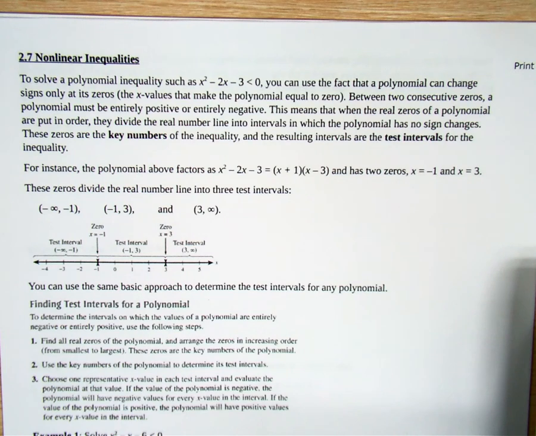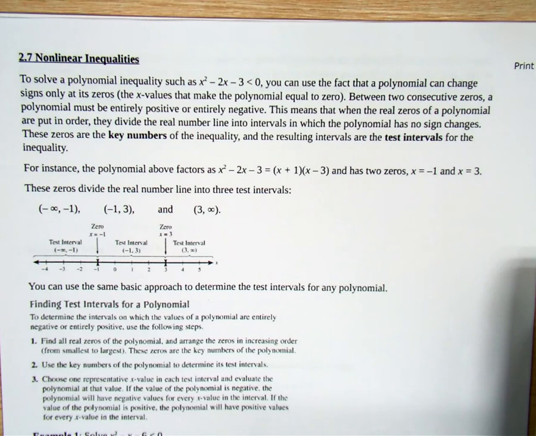Here we are, PreCalc with 2.7 nonlinear inequalities. To solve a polynomial inequality such as x squared minus 2x minus 3 is less than 0, you can use the fact that a polynomial can change signs only at its zeros, the x values that make the polynomial equal 0. Between two consecutive zeros, a polynomial must be entirely positive or entirely negative. This means that when the real zeros of a polynomial are put in order, they divide the real number line into intervals in which the polynomial has no sign changes.